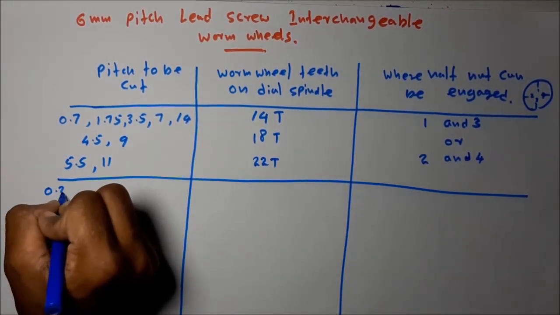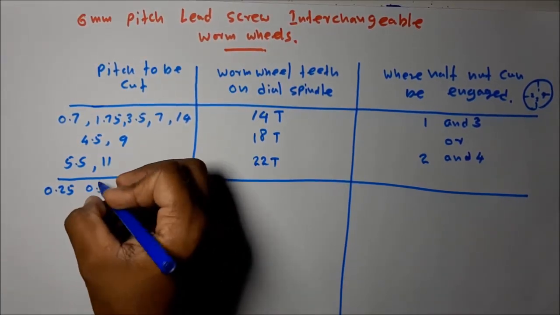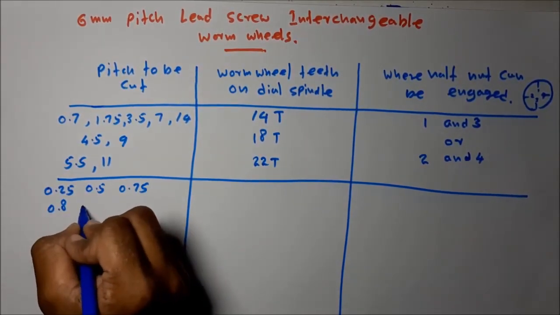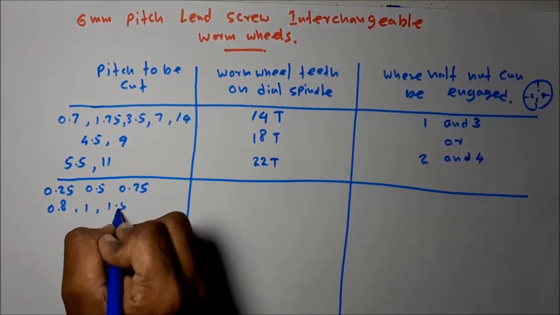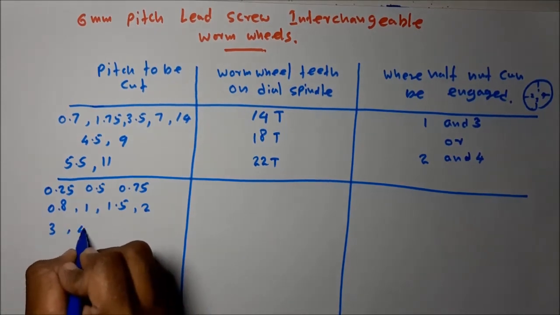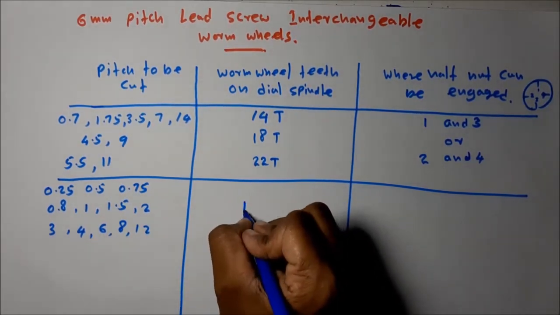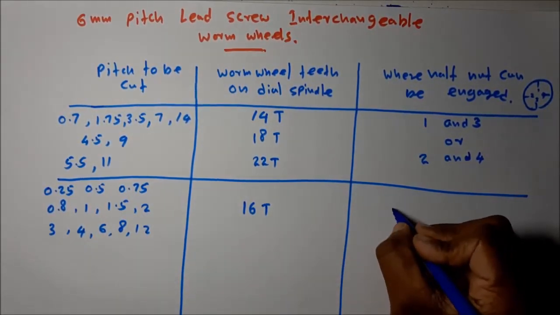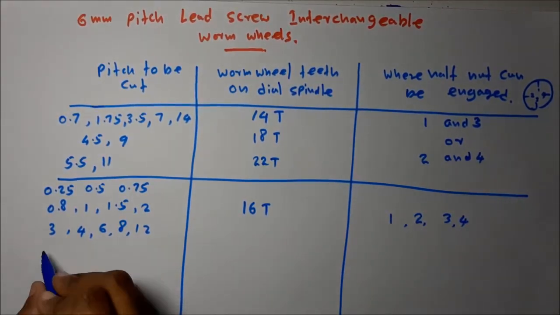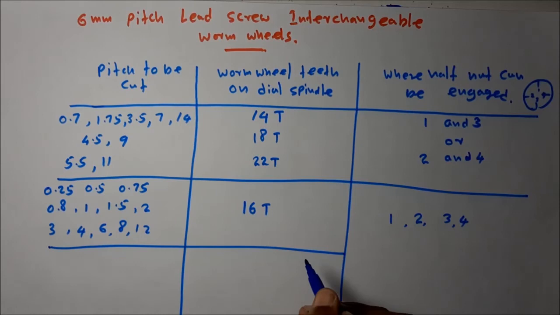Then again 0.25 millimeter pitch, 0.5 millimeter pitch, 0.75 millimeter pitch, 0.8, 1, 1.5, 2, 3, 4, 6, 8, 12 like values. Then we can use the 16 teeth worm wheel. So whatever the position, we can engage at 1, 2, 3, 4. Okay.